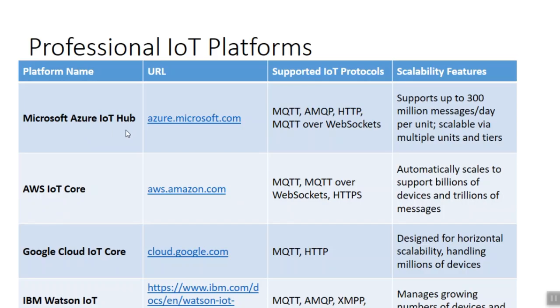So like the Microsoft Azure IoT can support up to 300 million messages per day per unit. So it's scalable via multiple units and tiers, okay. For the AWS IoT Core, it automatically scales to support billions of devices and trillions of messages. Okay, so these are some of the features of the professional IoT platforms.